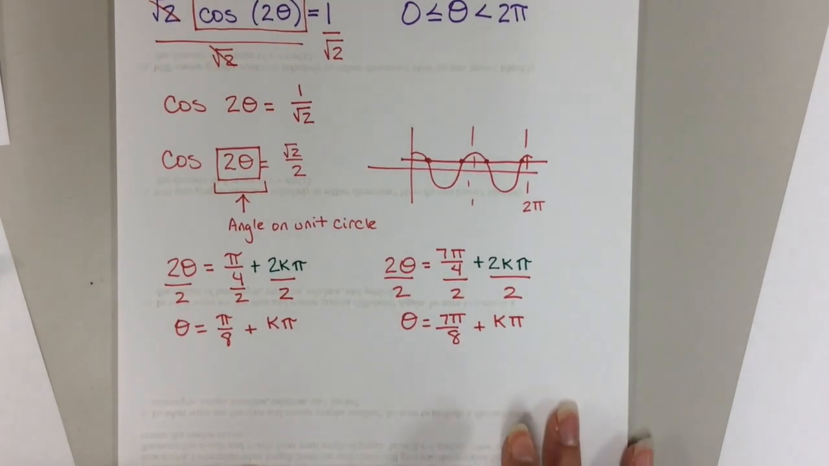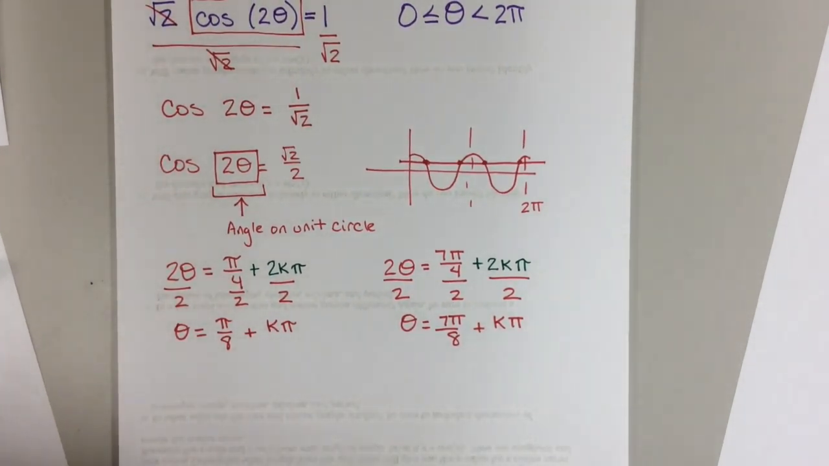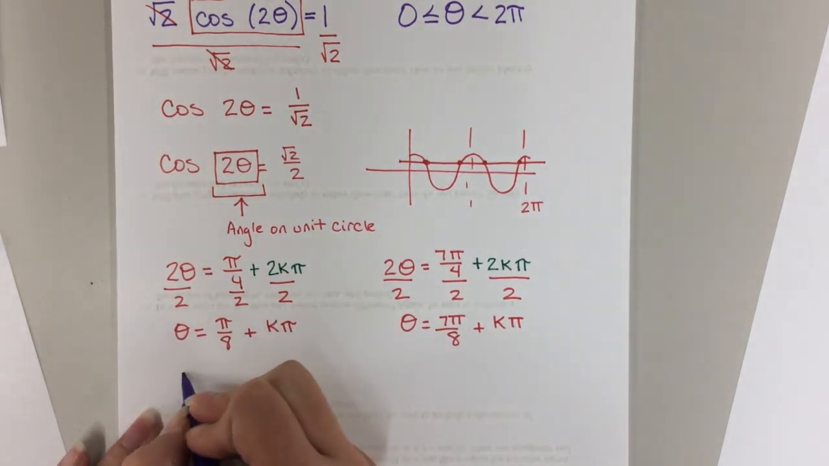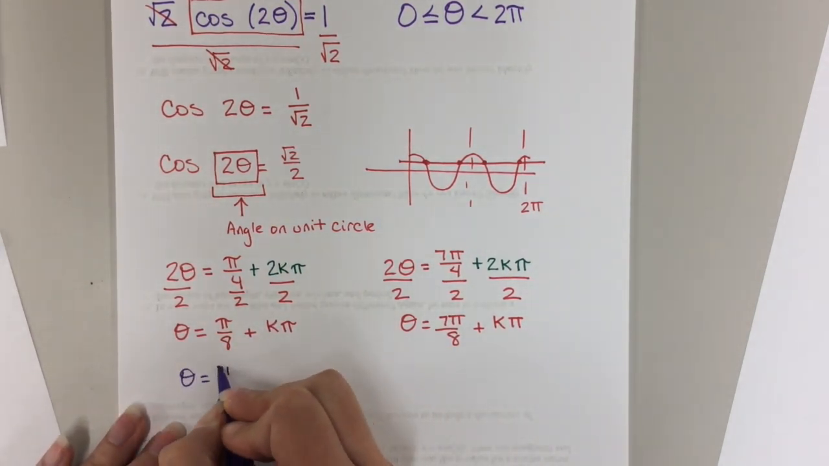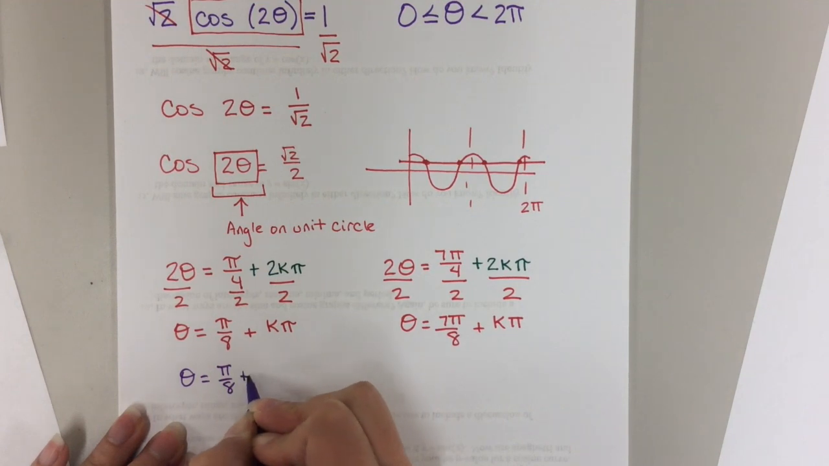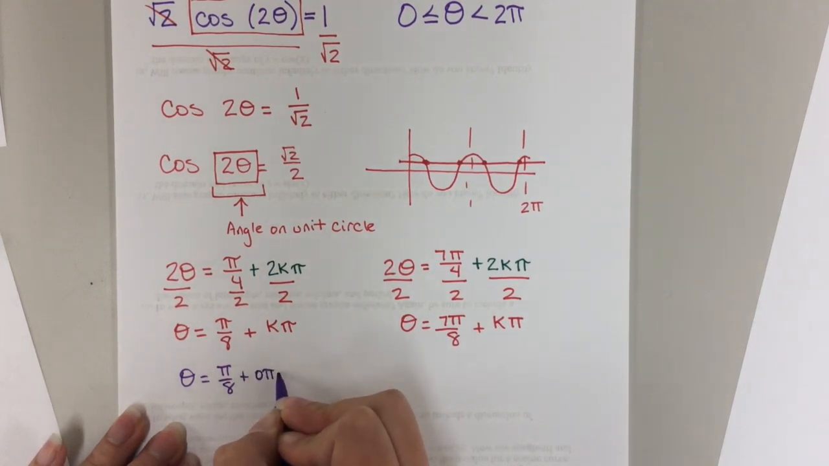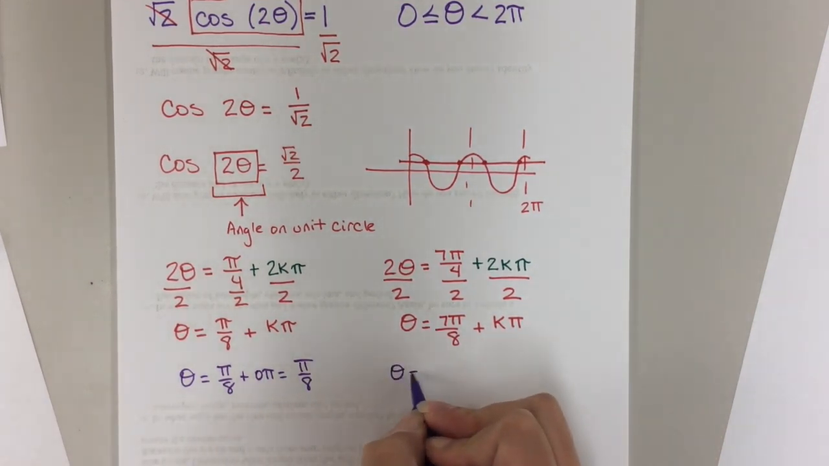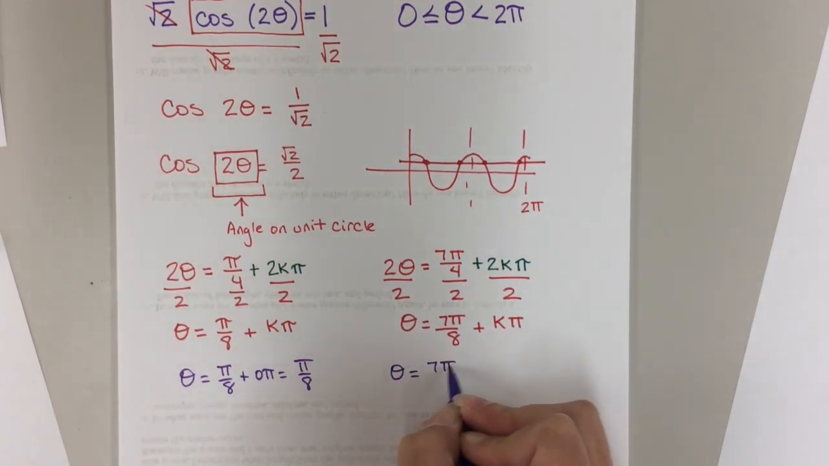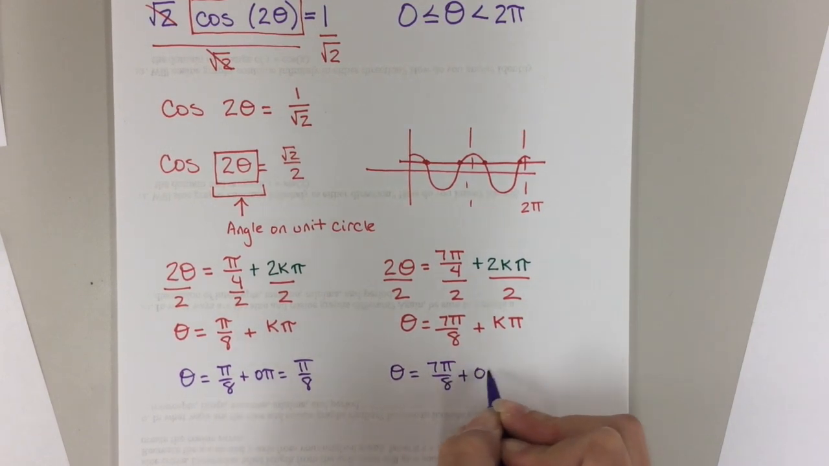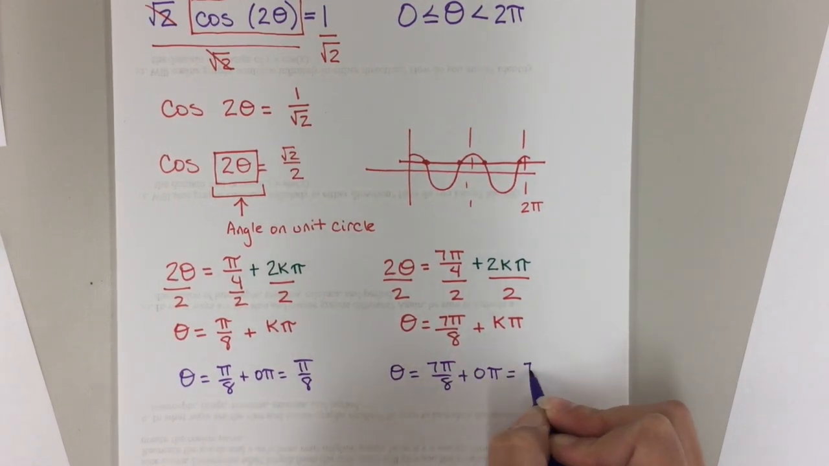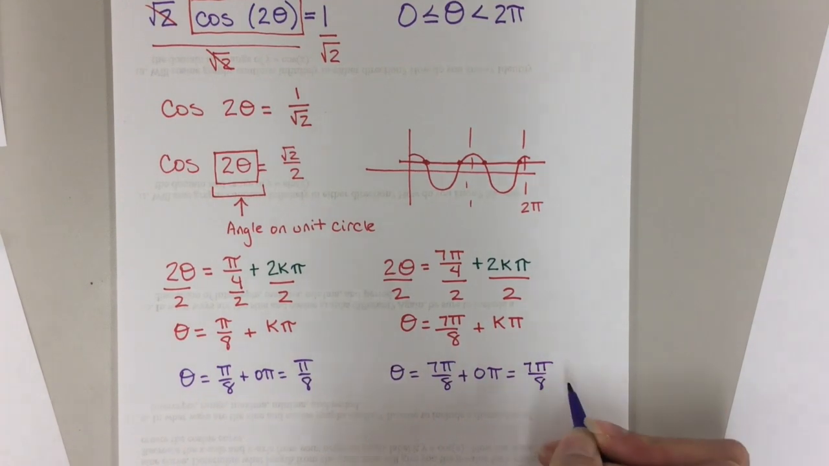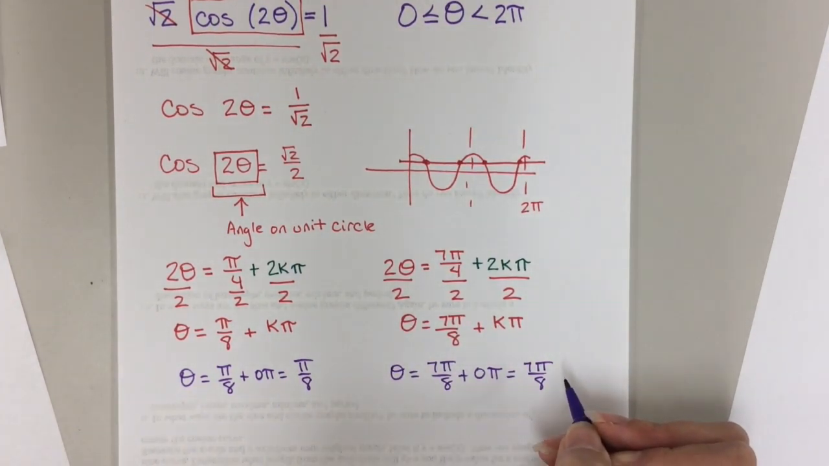So when we plug in 0 here, we get theta equals pi over 8 plus 0 pi, which just equals pi over 8. And then when we come over here, we get 7 pi over 8 plus 0 pi, which just equals 7 pi over 8. Now let's keep going.